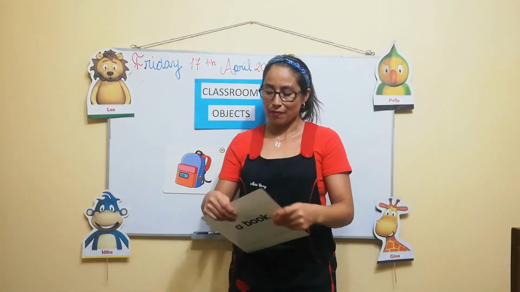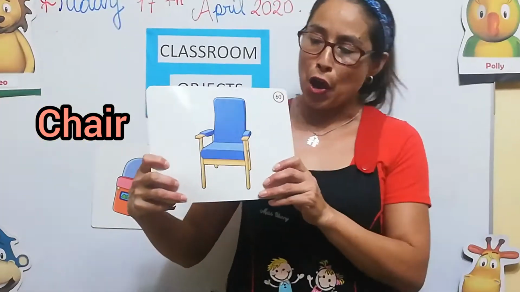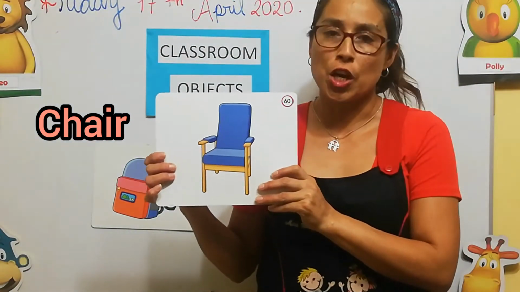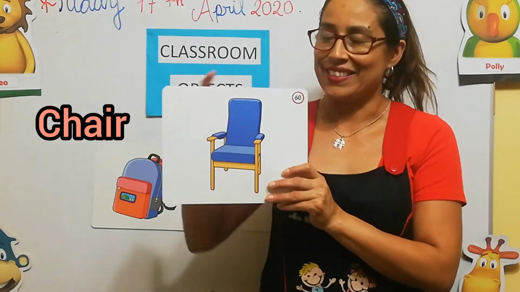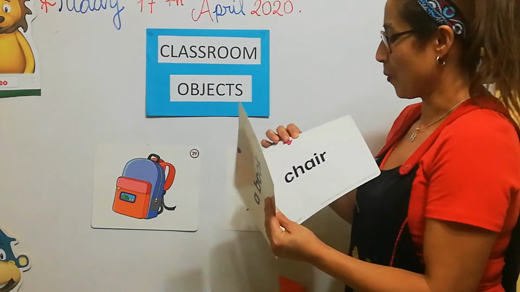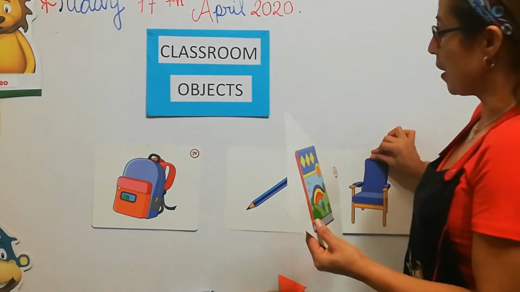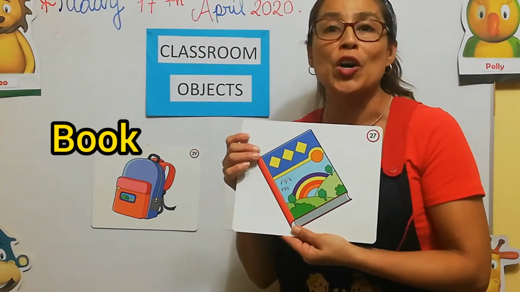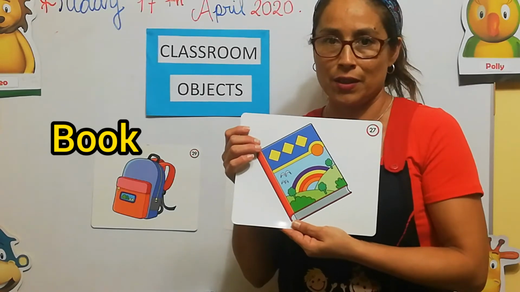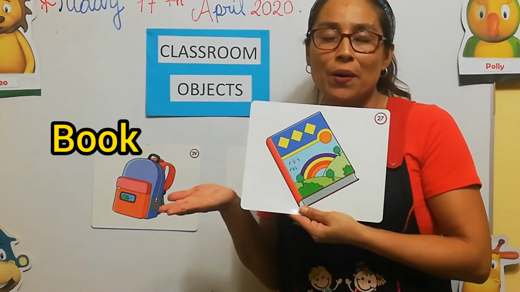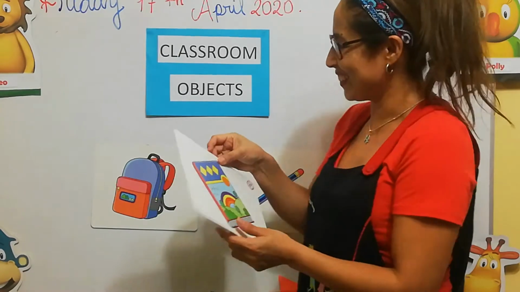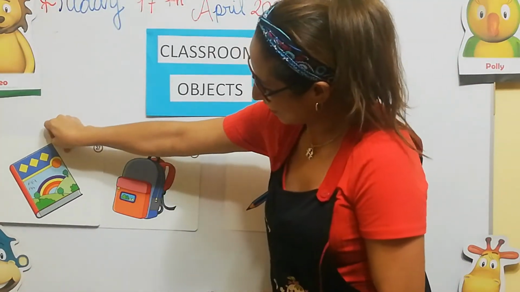Good. I have a chair. Chair. Repeat. Chair. Chair. Yes, chair. Okay. Right, chair. Another picture. It's a book. Book. Repeat. Book. Book. Yes, excellent. All right. Okay.